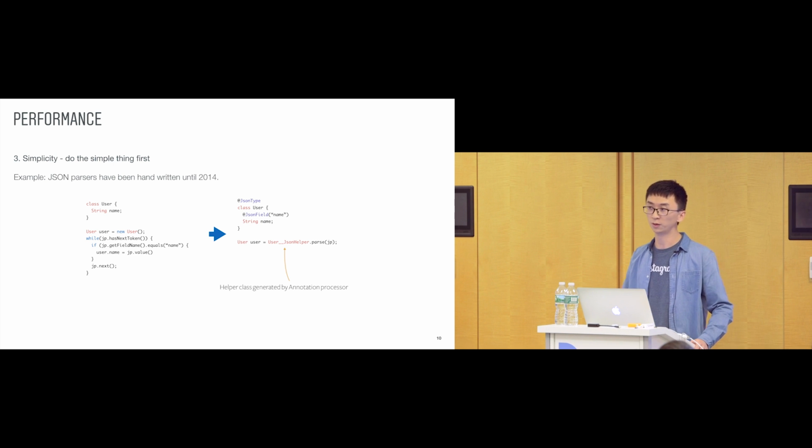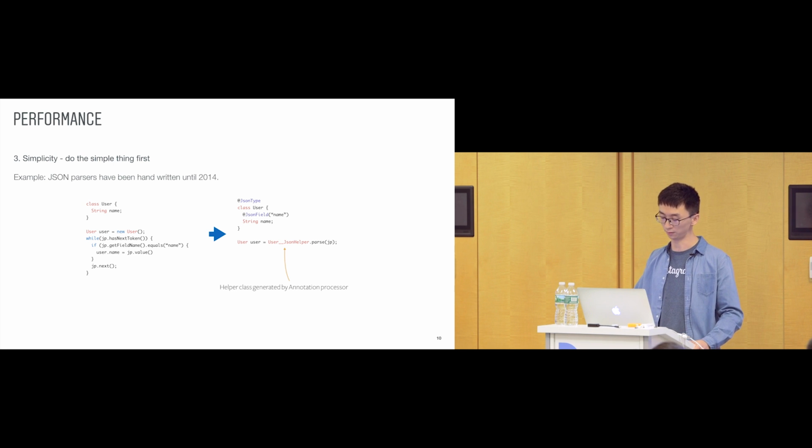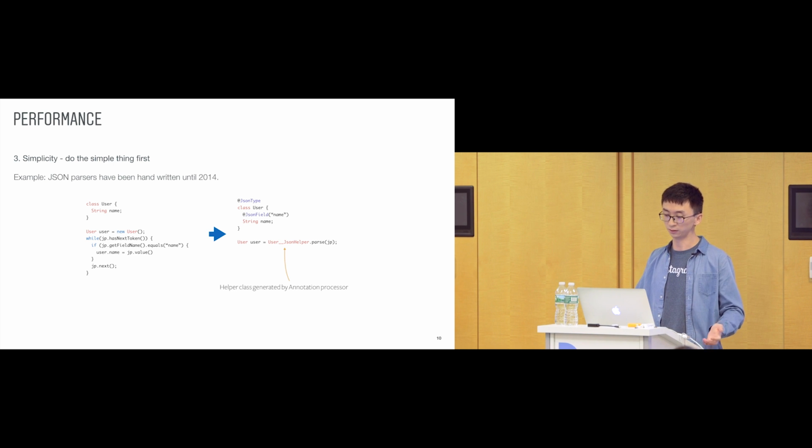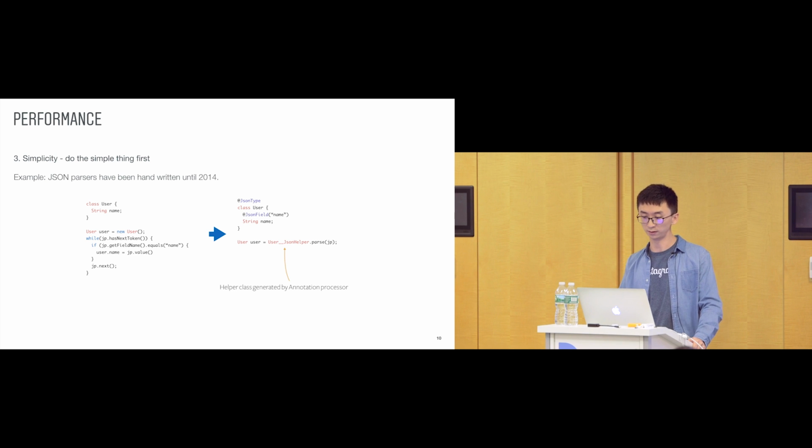So we decided to build an annotation processor, which is called JSON parser. If you are interested, you can find it on GitHub as well. It's basically an annotation processor. It looks through all the annotations you put on the model class, and it will generate this streaming JSON parsing function for you. So again, do the simple thing first. If you look back at the story, we didn't invent this thing until we really had this problem with the scale of our team.